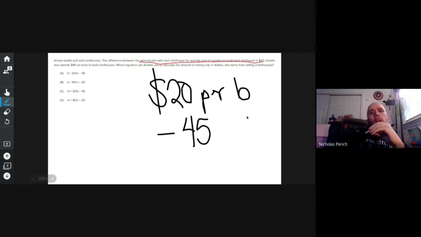In the chat, I want you to look at the four options that you have. I want you to pick the option that says the money she makes is $20 per birdhouse, but she's lost $45 already. Type just the letter in the chat and don't hit send yet. And on 3, I'm going to ask you to hit send. 1, 2, 3.